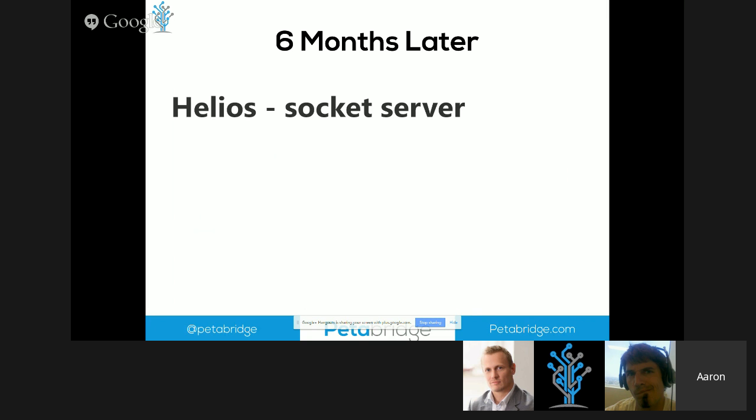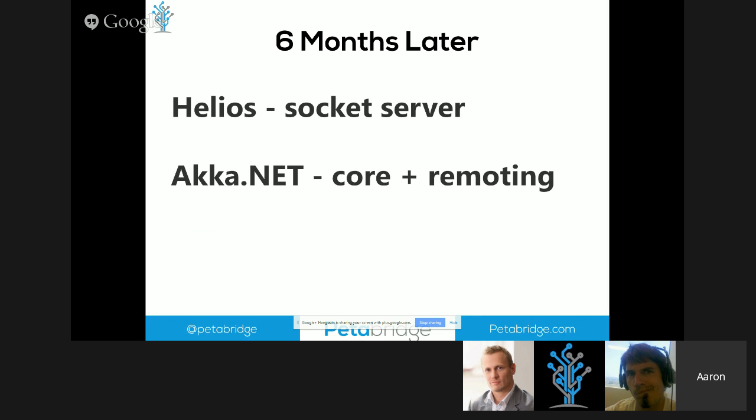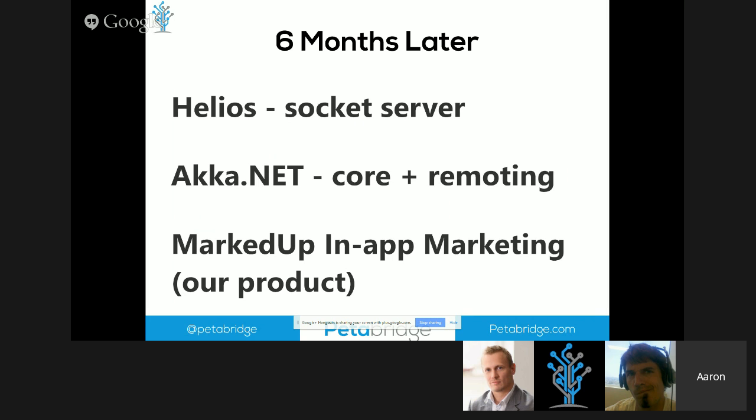So 6 months later, after starting down this road, by about May of 2014, we had Helios, the socket server that powers Akka.remote. That was the only thing I kept from my original actor implementation. We had that up and running. We had Akka.NET plus the core bits and remoting up and running. And then at Marked Up, we were able to ship the first version of it, including all of the SDK and other stuff. So me and my team were able to deliver all of that in the span of about 6 months.